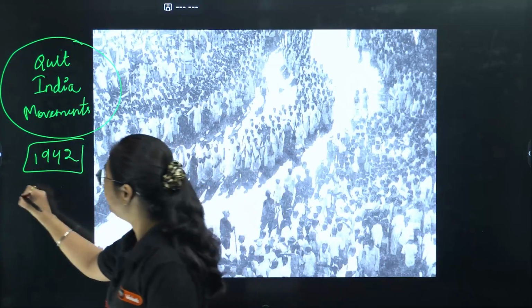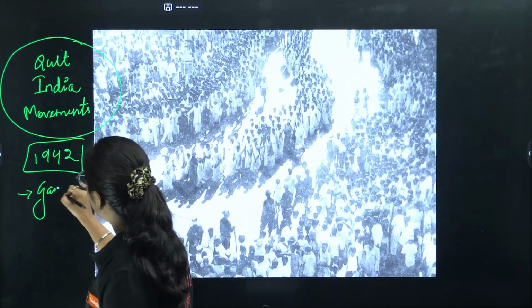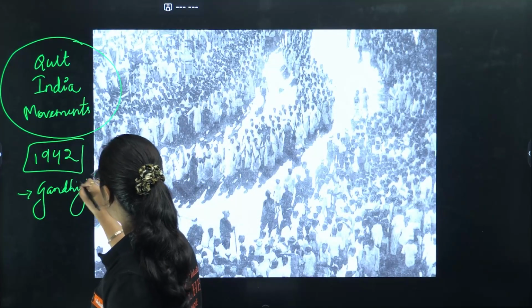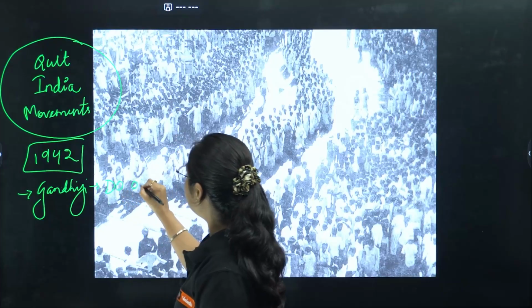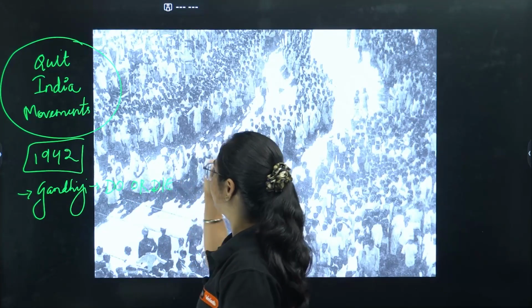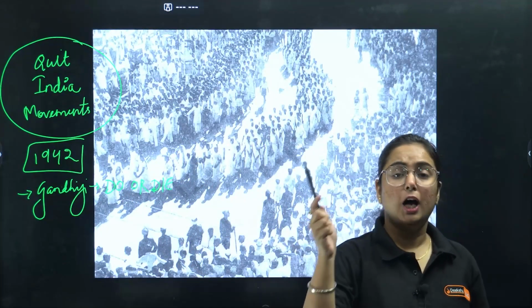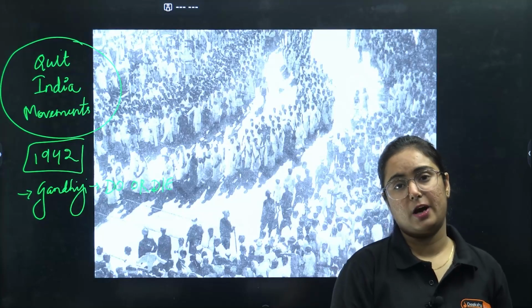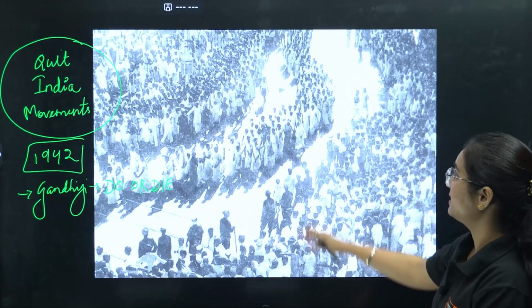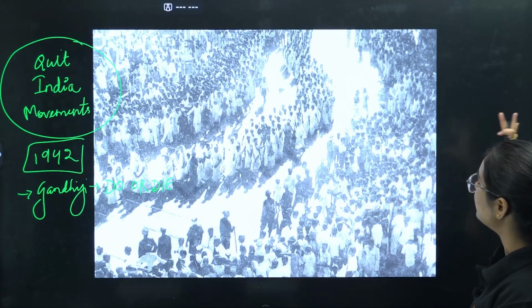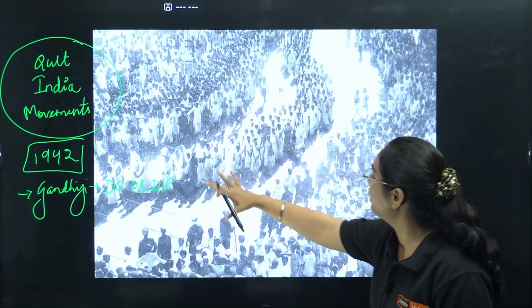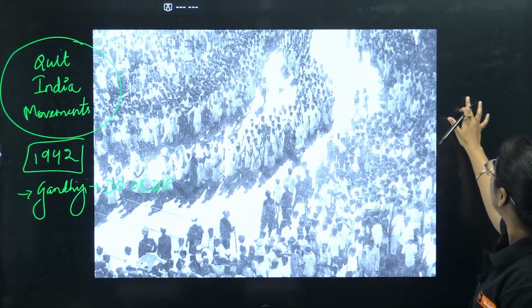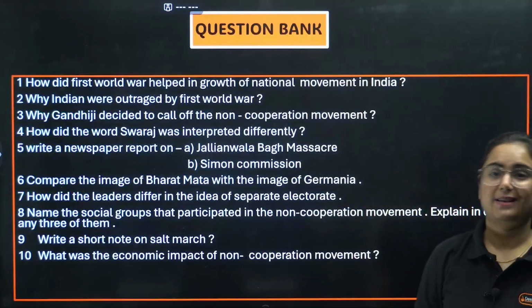Basically, in this Quit India movement, Gandhiji gave his famous slogan, that is do or die, and demanded Britishers to quit India right now. Okay, so yes, this is the last movement in the sequence. You can see how crowds came on the streets demanding the government to leave India right now.